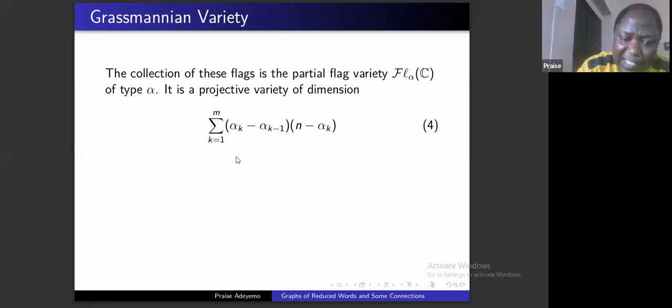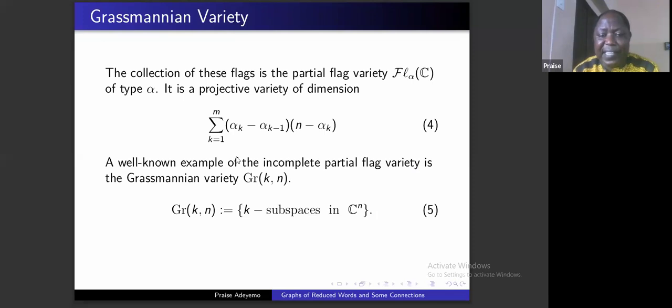Now a special case is when you pick only one subspace. You pick, maybe, dimension 2 and look at the set of dimension 2 subspaces in Cn. In that case, you get what is called the Grassmannian, the set of k-dimensional subspaces in Cn. It is a projective variety, but I'm not going to go into that. The meaning is that I can embed it into projective space, and each one of them I can do that.